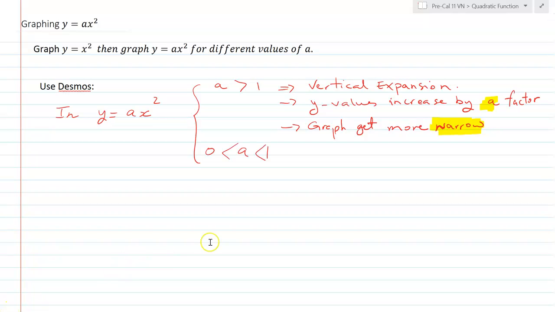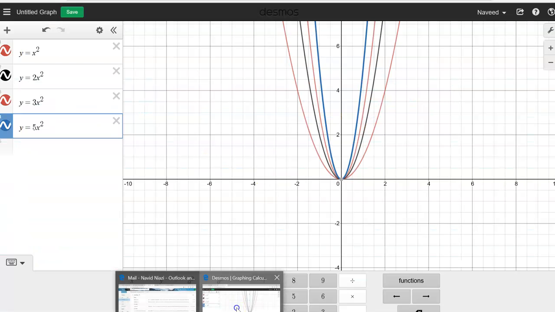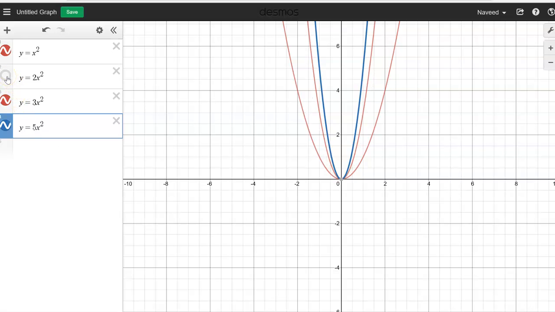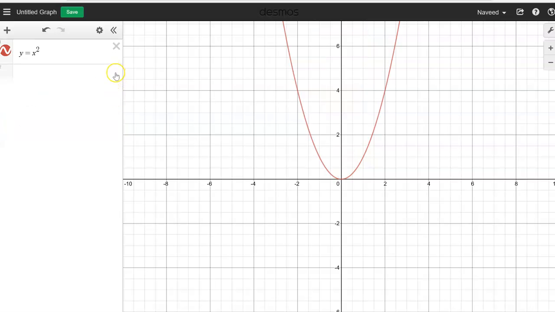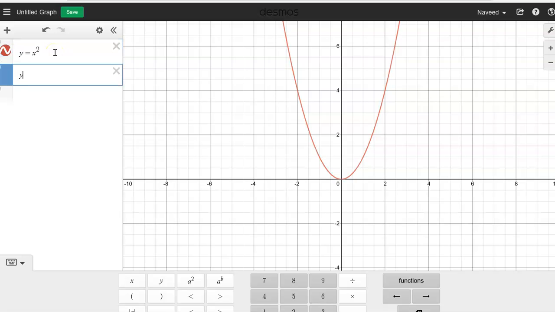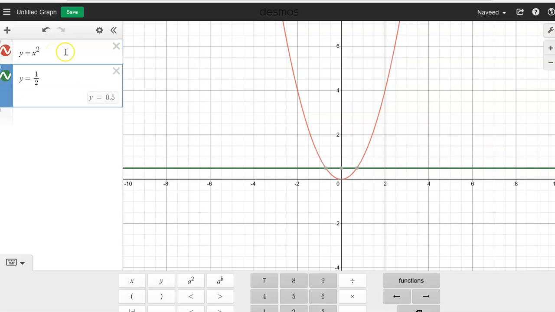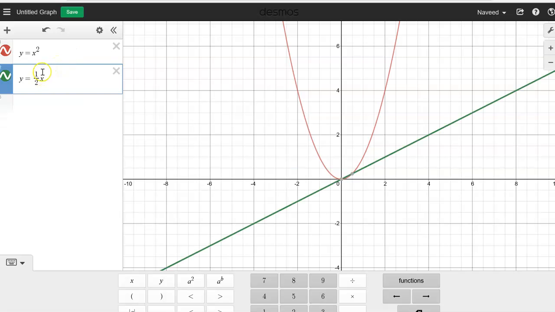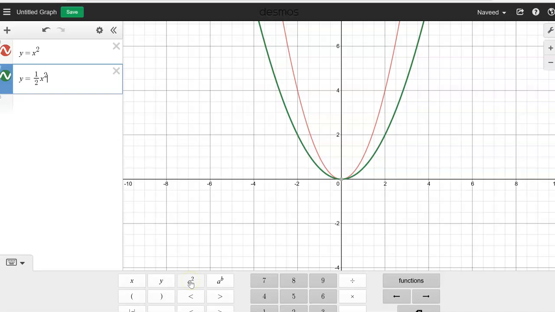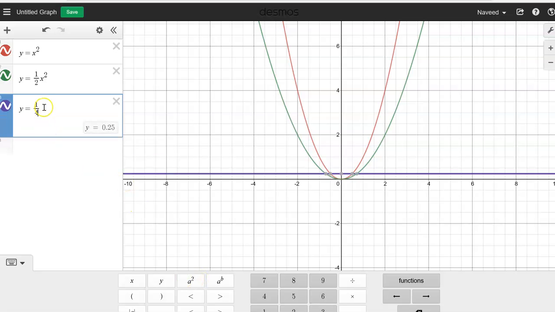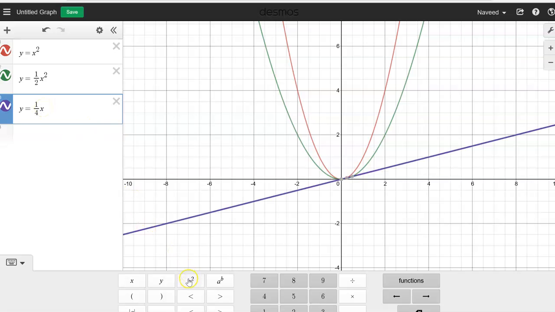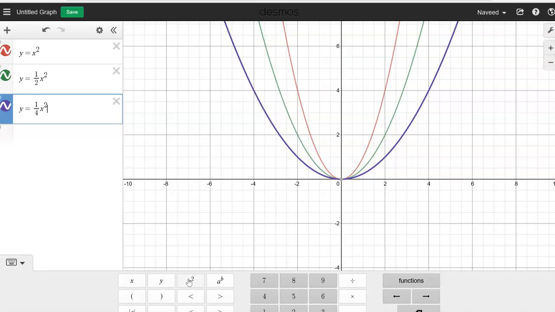So now let's look at what happens when a is between 0 and 1. Let's go to the graph. I'm going to delete these, and in this case we have the original graph, but this time I'm going to put in a fraction in front: 1/2 x squared. Look what happens. Let's do a quarter, 0.25 of x squared. What do you think is going to happen now? The graph opens up.